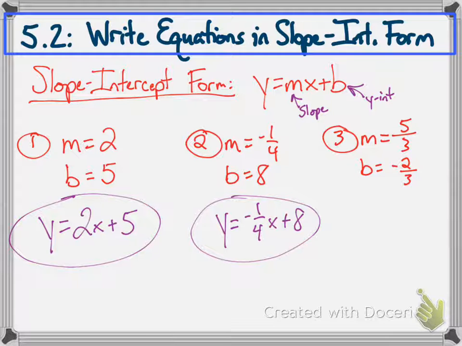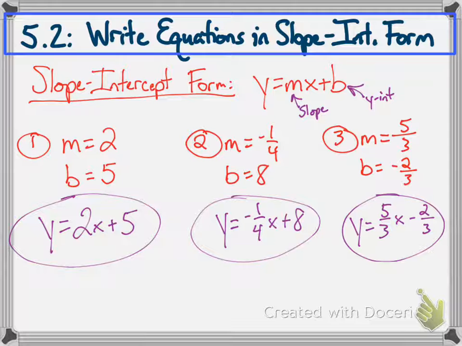Even if both are fractions, no, we don't like fractions, but you can still write an equation in slope-intercept form with them. Again, if my slope is 5/3, my intercept is negative 2/3. Again, we plug the numbers in where they're supposed to go. Y equals 5/3 x minus 2/3. Super easy if I give you both those things, right?